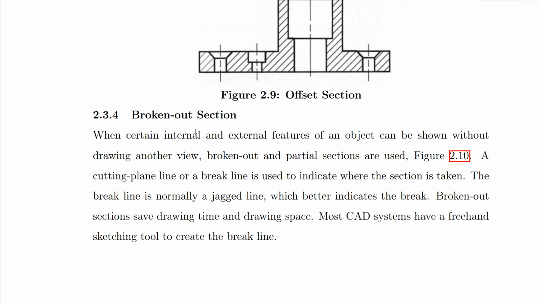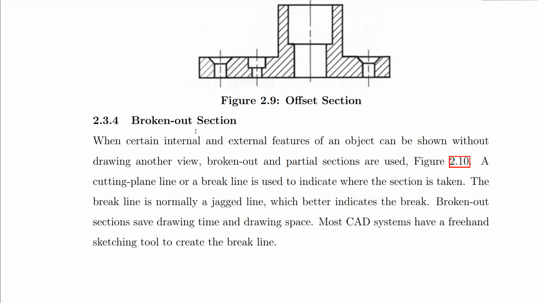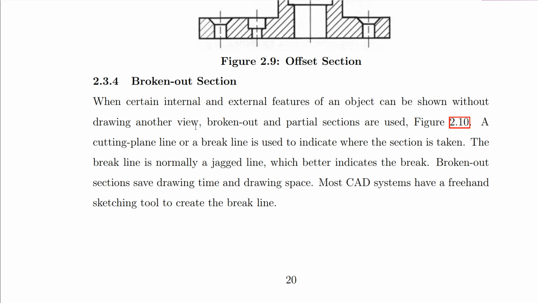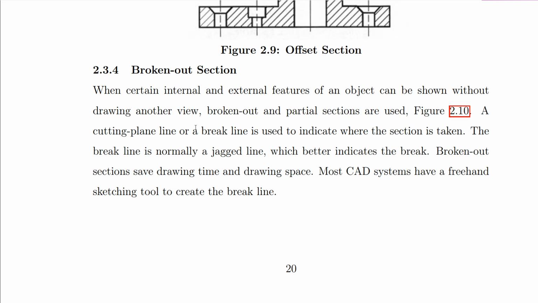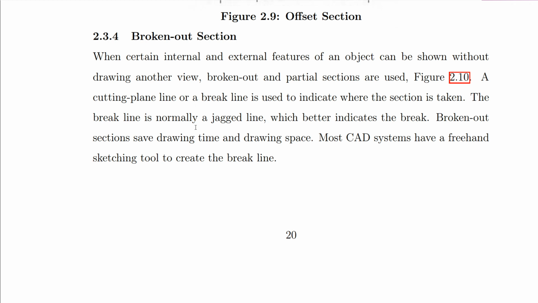We may use broken out section. A cutting plane line or a break line is used to indicate where the section is taken. The break line is normally a jagged line which better indicates the break. Broken out sections save drawing time and drawing space.